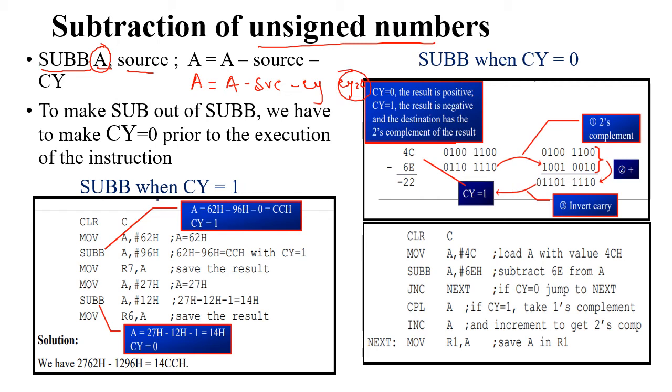So always before performing any subtraction operation, the carry has to be cleared to 0. That is what is done in this example, clear carry. Next, MOV A, #62H, SUBB A, #96H. So here 62H minus 96H is CCH with carry equal to 1.